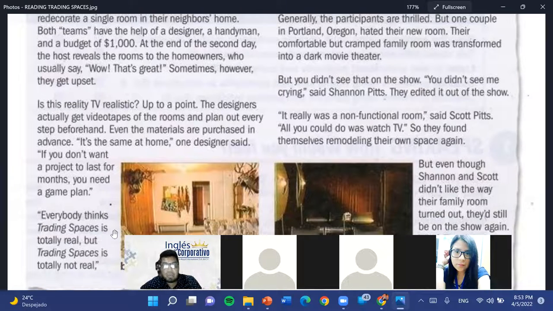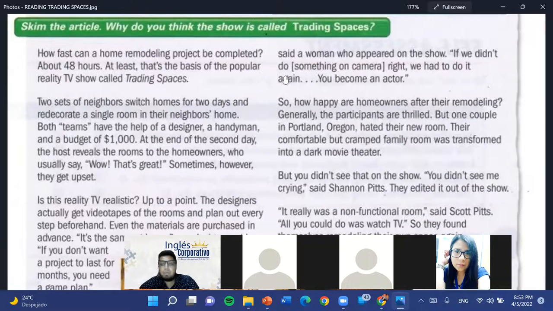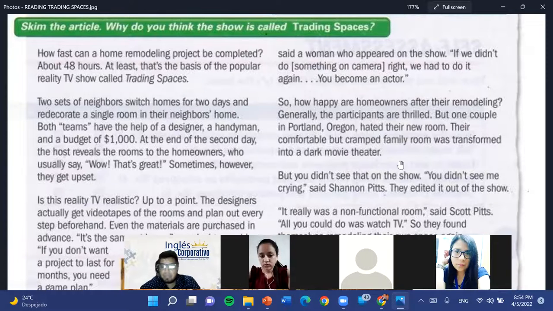Now, everybody thinks Trading Spaces is totally real, but Trading Spaces is totally not real, said a woman who appeared in the show. If we didn't do something on camera, we had to do it again. You become an actor. So how happy are homeowners after their remodeling? Generally, the participants are thrilled, but one couple in Portland, Oregon, hated their new room. Their comfortable but cramped family room was transformed into a dark movie theater.